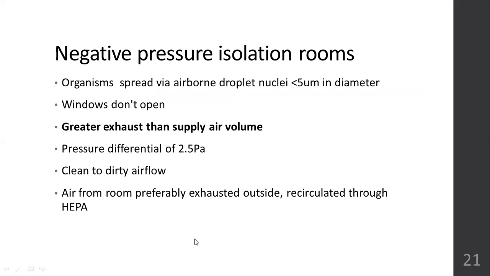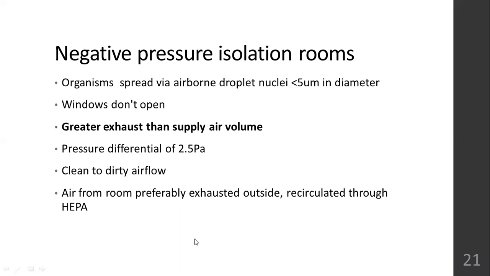Negative pressure isolation rooms: organisms that spread by airborne or droplet nuclei, which are less than 5 micron in diameter, will not be filtered out properly with HVAC. HEPA filters may be required. So in that situation, negative pressure rooms are used. Here windows don't open. The exhaust is greater than air supply, which means the air pushed out is more than the supply of air. You don't have to worry about supplying air. To maintain the equilibrium, air will get into the room.